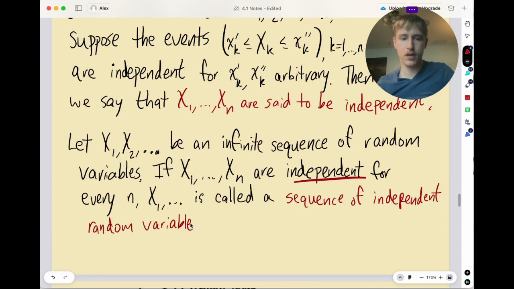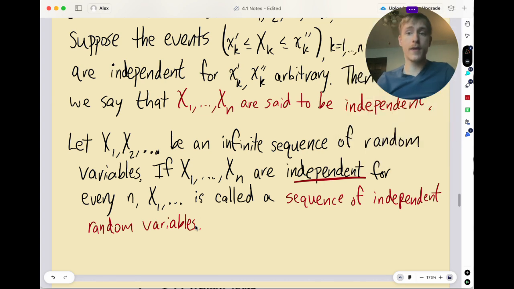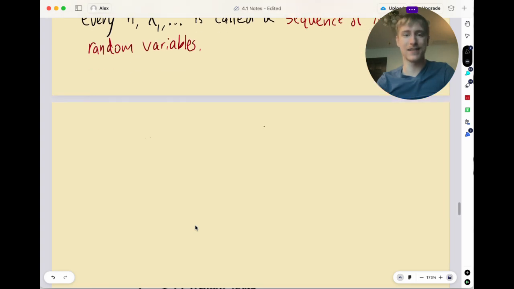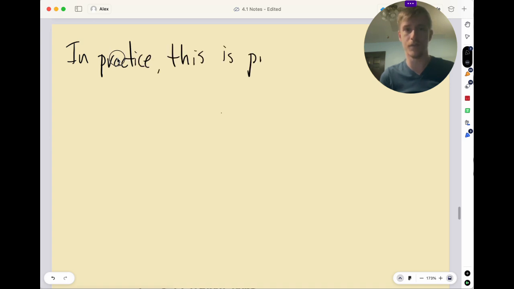Now, why am I talking about independence all of a sudden? Well, remember, we have a very, very useful formulation for independent events. In practice, this is pretty useful.